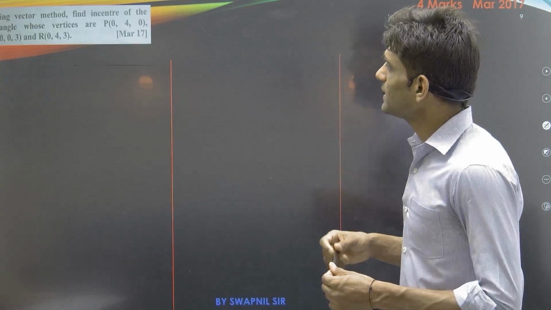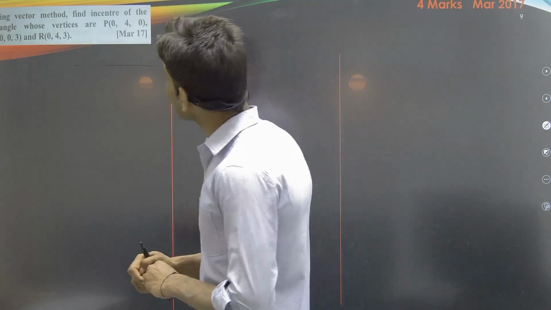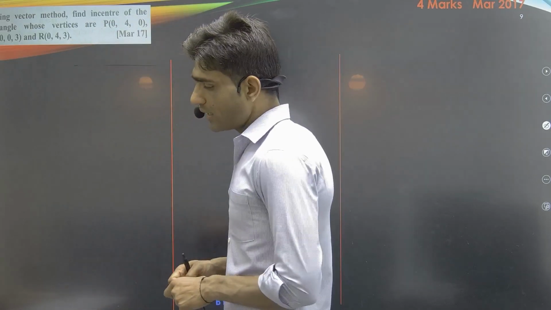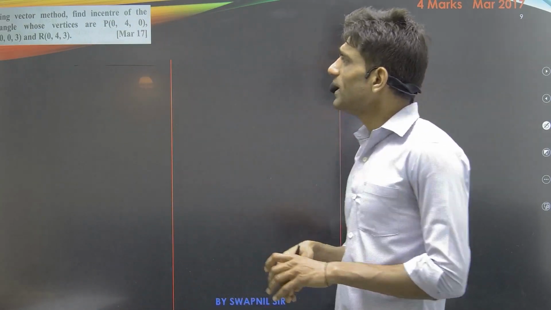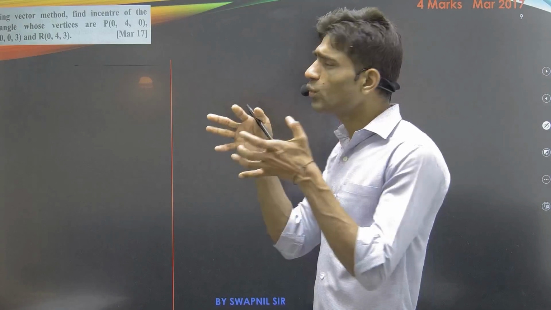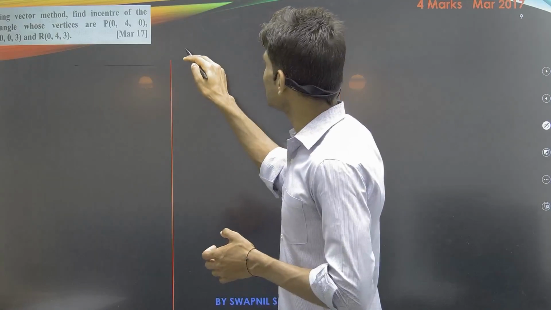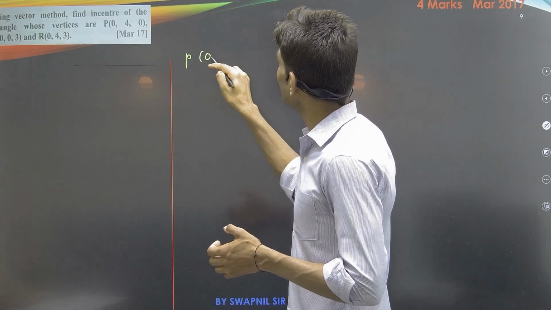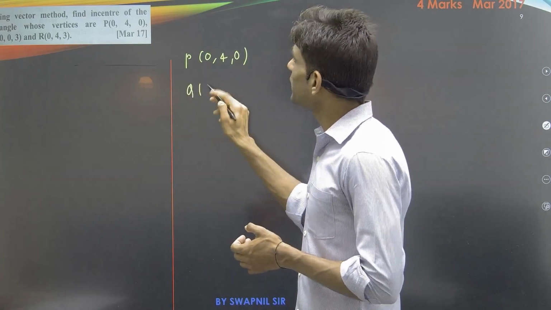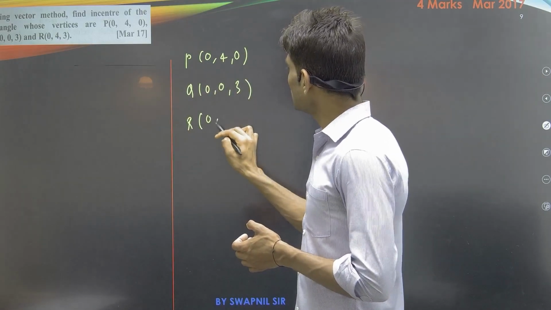In our next example, we have to prove, using the vector method, the incenter of the triangle whose vertices are P(0, 4, 0), Q(0, 0, 3) and R(0, 4, 3). A similar type of example we already solved. First of all, we convert our vertices into position vectors. Point P is given as (0, 4, 0), point Q is (0, 0, 3) and point R is (0, 4, 3).